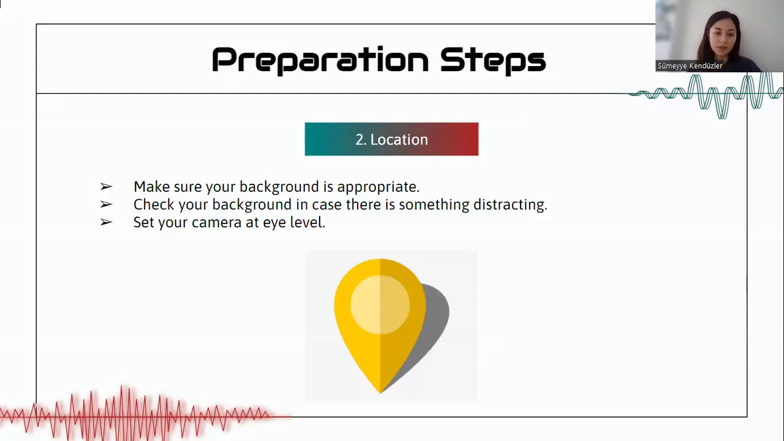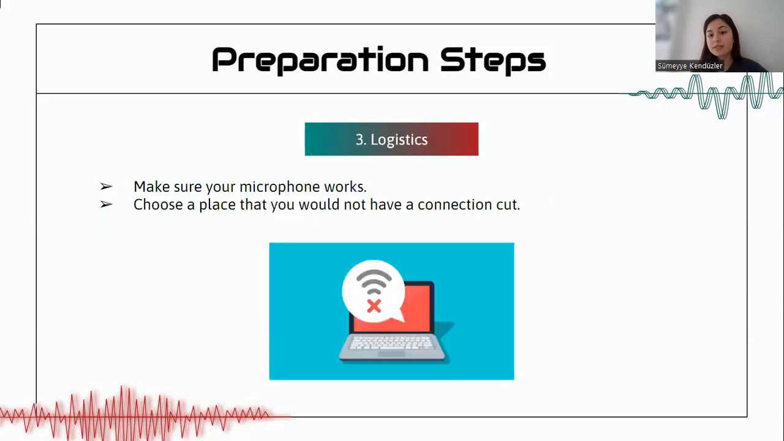The second one is location. Make sure your background is appropriate, because this is also showing your respect to the interviewer. Check your background in case there's something distracting, because you don't want them to see your messy room, your messy bed or something. Set your camera at eye level, like that one that I have, because it is also important to show your face and show your mimics to the interviewer. And the third one is logistics.